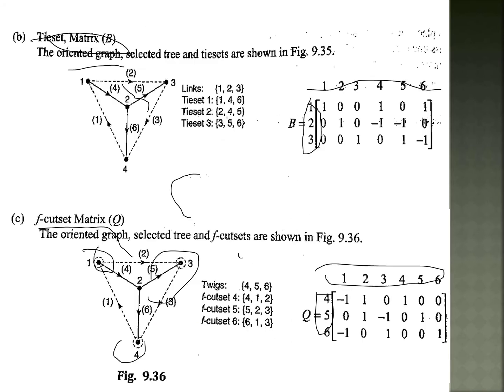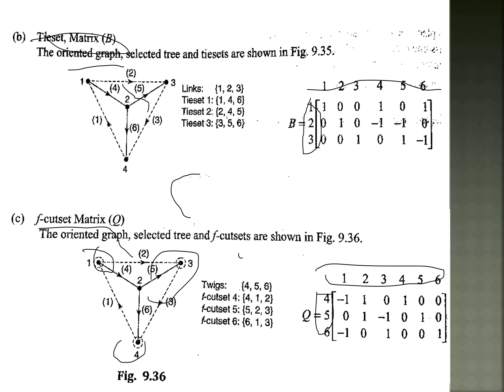We are calculating the incident matrix, tie set matrix, and F cut set matrix. So this is the way of calculating the tie set and cut set. Here 1, 2, 3, 4 nodes are there. 4 minus 1, 3. 3 cut sets are there from 1, 2. Each and every node I am covering with the cut set matrix.